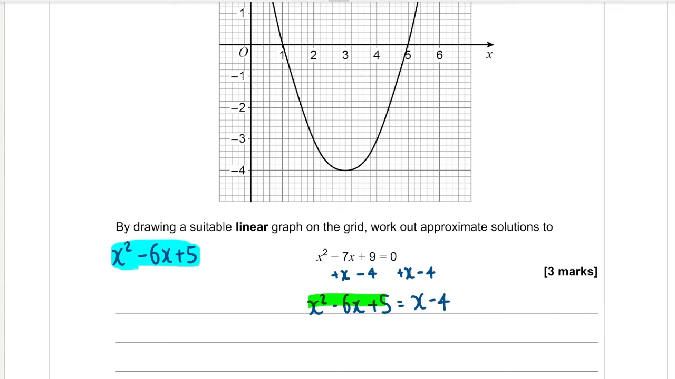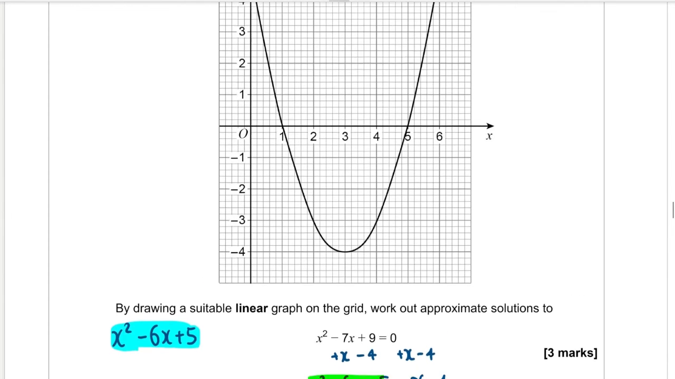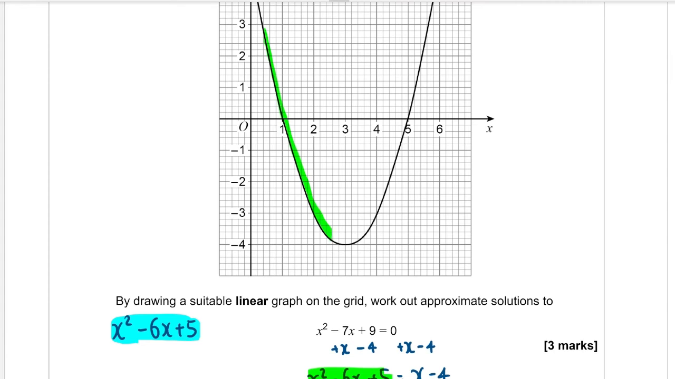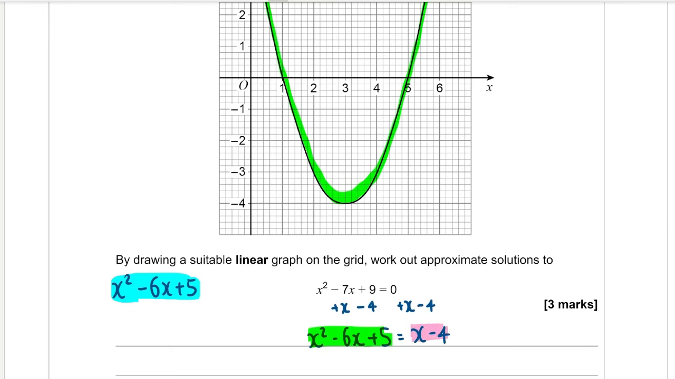So this is the graph right here, already plotted for us. To solve the equation, I would just need to plot this graph and see where the two intersect.